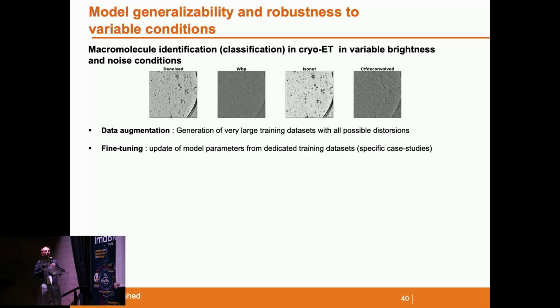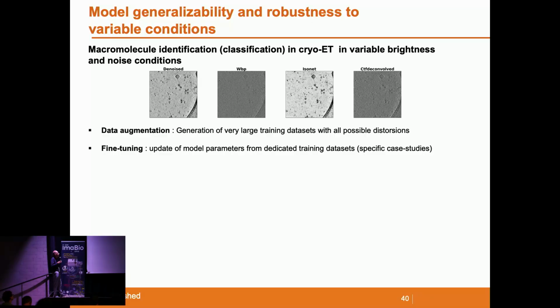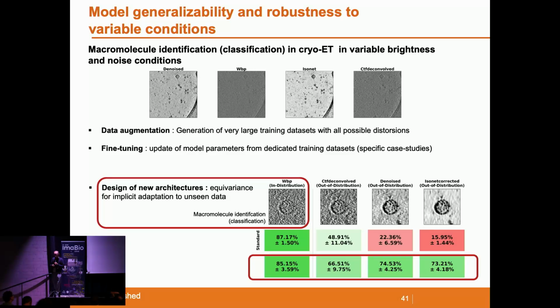large training data set corresponding to all possible conditions. Another approach could be fine-tuning the model: train on the first condition and adapt to other conditions. But recently, we demonstrated that you don't need to do that. You need to modify the architecture to improve the generalizability of the model.